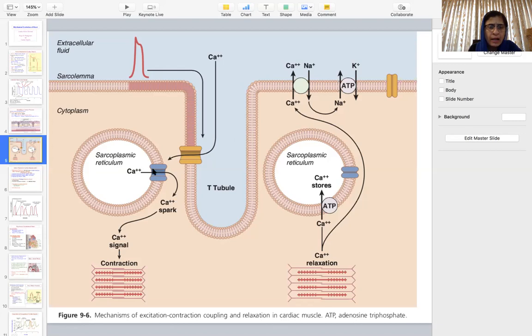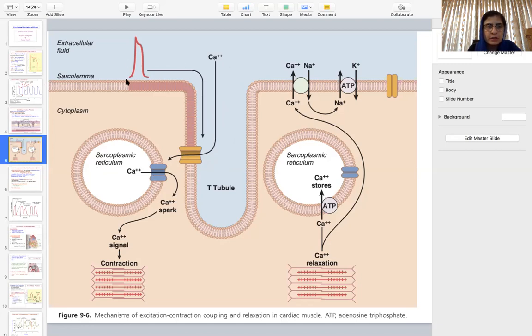The contraction of the cardiac muscle is more dependent on the presence of excess calcium ion in the extracellular fluid. If the heart muscle is kept in a solution with less calcium ion, the heart will stop beating. So it is less dependent on the calcium ion stored in the sarcoplasmic reticulum, and more dependent on the calcium ion present in the extracellular fluid.